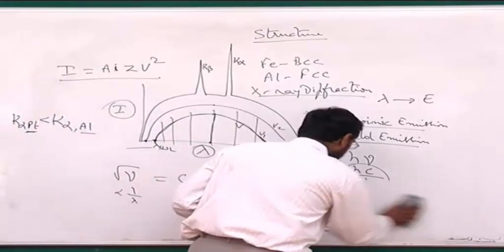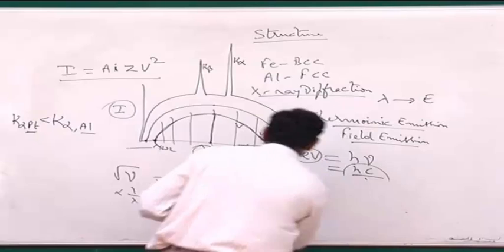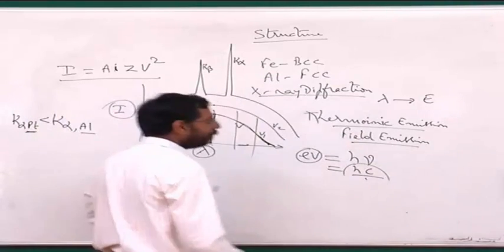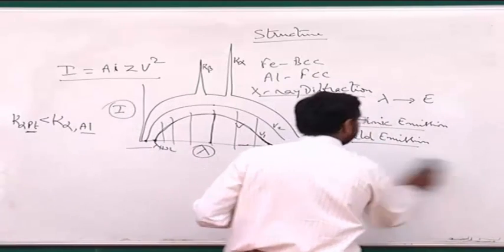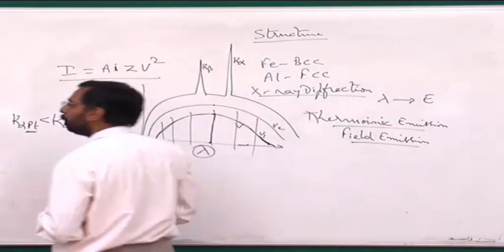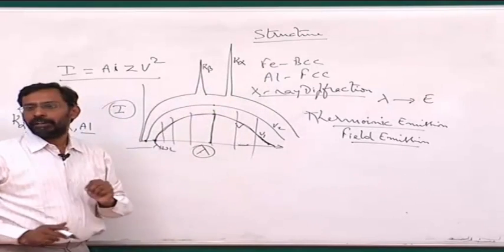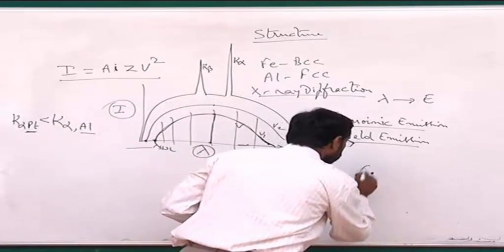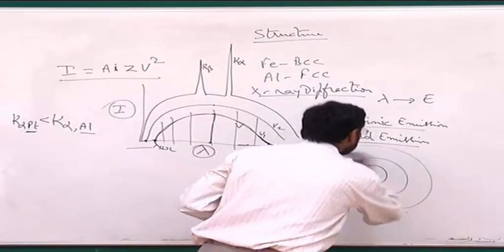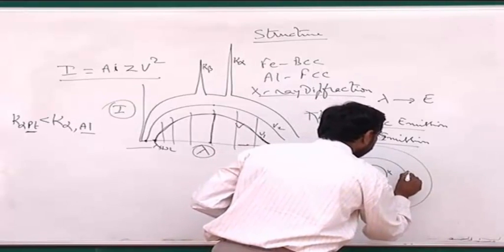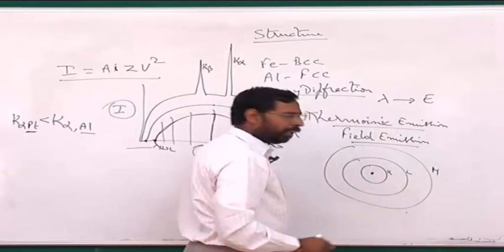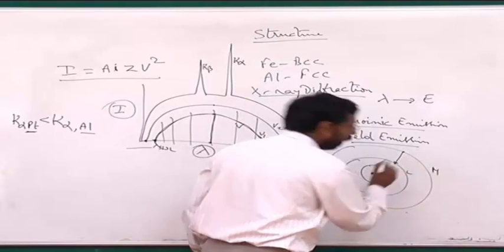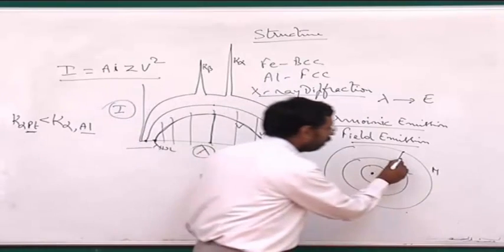Now the problem that comes is that the X-rays that are coming out have both K alpha and K beta. Sometimes they also have L alpha. Where does the L alpha fall? If this is K, this is L and this is M, what is L alpha? L alpha means the electron falling from M to L. This is L alpha.